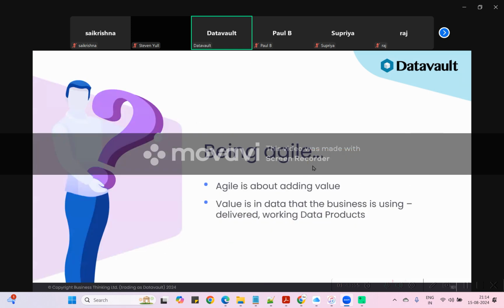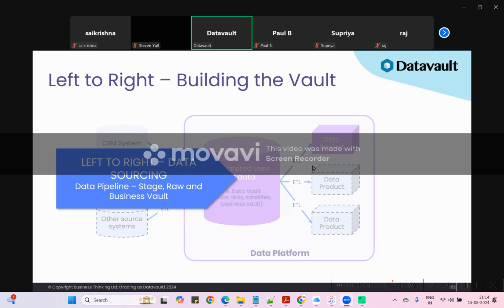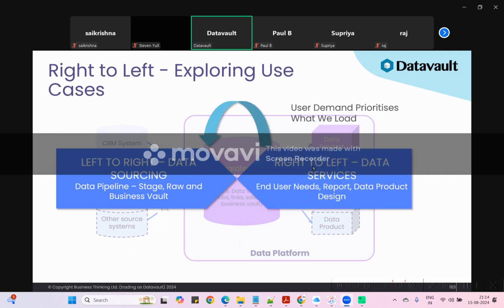Now, we are going to be agile, aren't we? We want to add value. So really, up to now, all we've been doing is pushing data into a store. And we call that left to right data sourcing, left to right process. But there is a right to left, which is starting with the users and saying, what do you need? What kind of reporting do you need? And are we loading the right data into the warehouse to answer what you need to have answered?